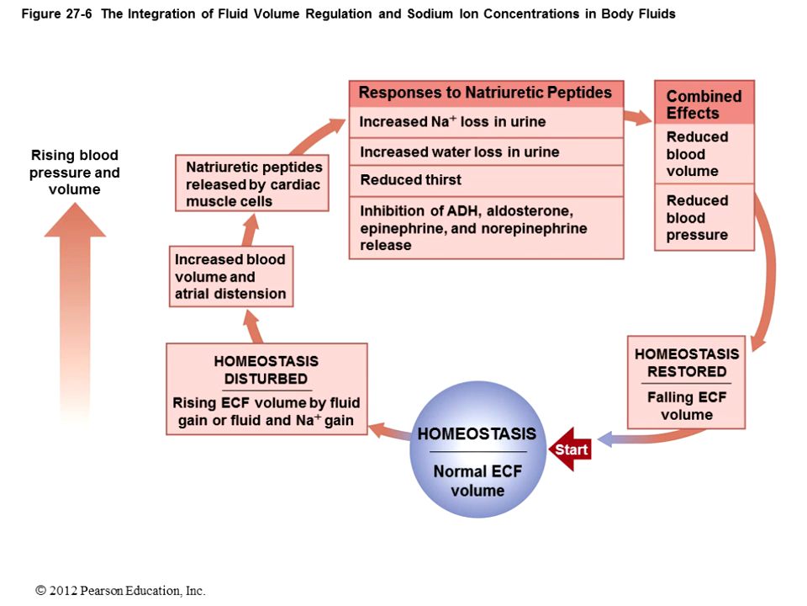So here's a handy-dandy picture, another picture showing kind of what we just talked about. We have normal extracellular fluid volume. If we have too much of that, it rises. The rising extracellular fluid volume by fluid gain or fluid and sodium ion concentration gain means that we're going to have increased blood volume, and the atria of the heart are going to distend. As a result of that distension, the natriuretic peptides are going to be released by your muscle cells.